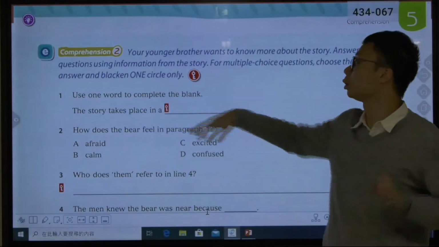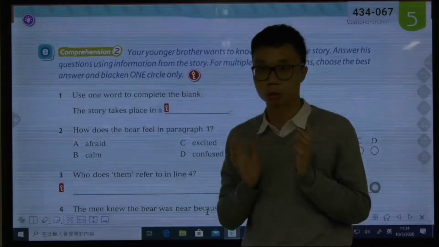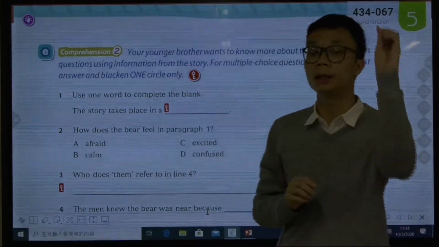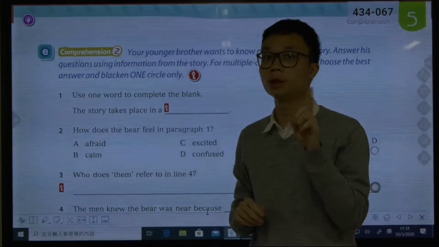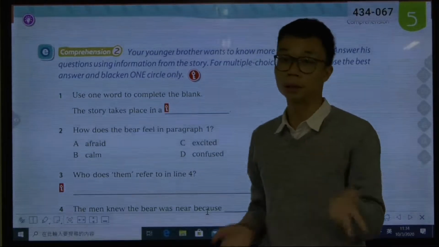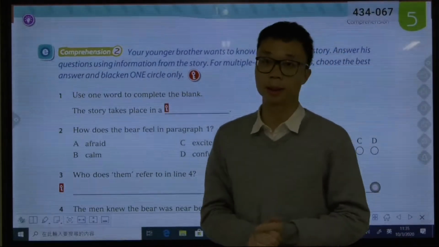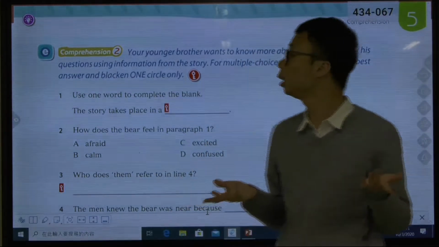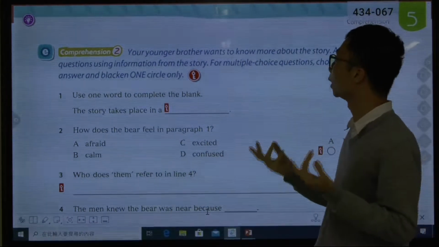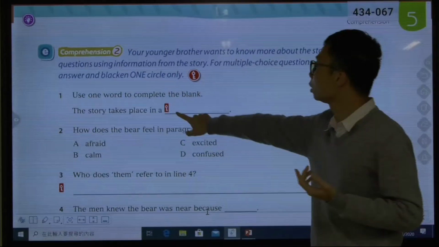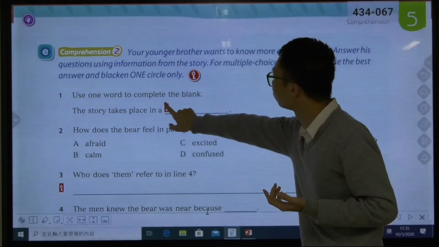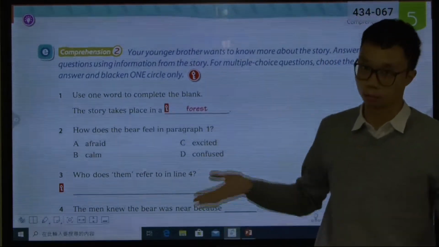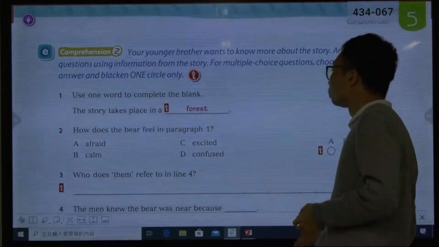You know that this kind of information would appear in the very beginning of a paragraph. In paragraph 1, they only mention two places: one, the sun, and the other one, the forest. Apparently, the word sun is not possible because you can't really have a story take place in the sun. So this one is relatively simple. It's just forest. That's the only answer. All right.